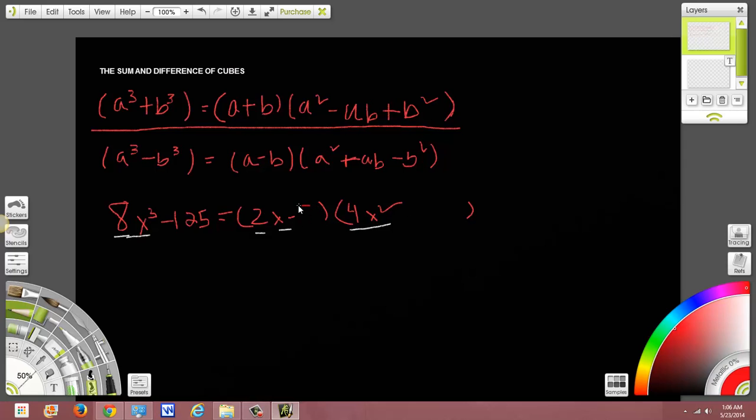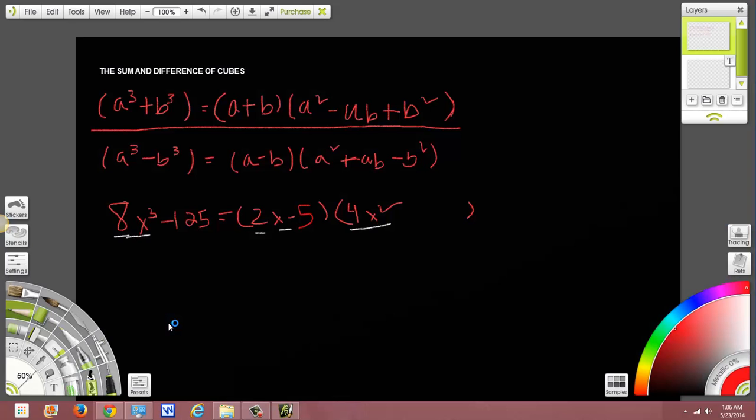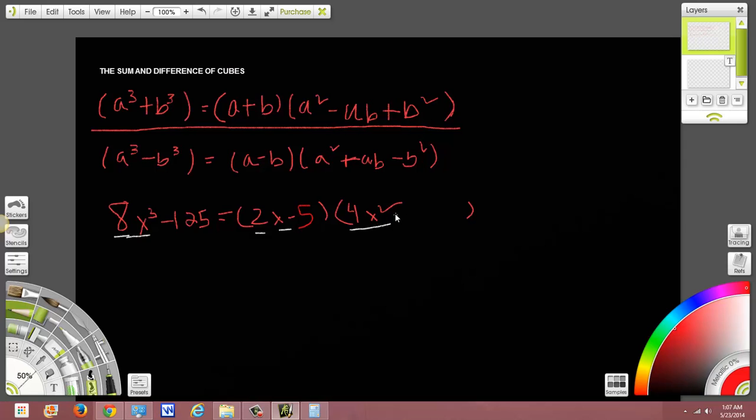Now we're gonna multiply something by 5 to get to 125. So let's see. What times something goes? Aha, so 5 times 25 is 125. So I think this should be plus 25.